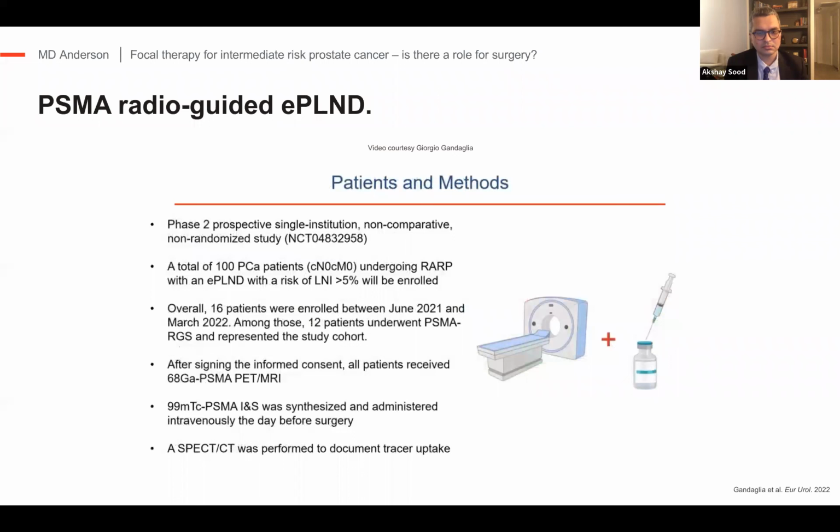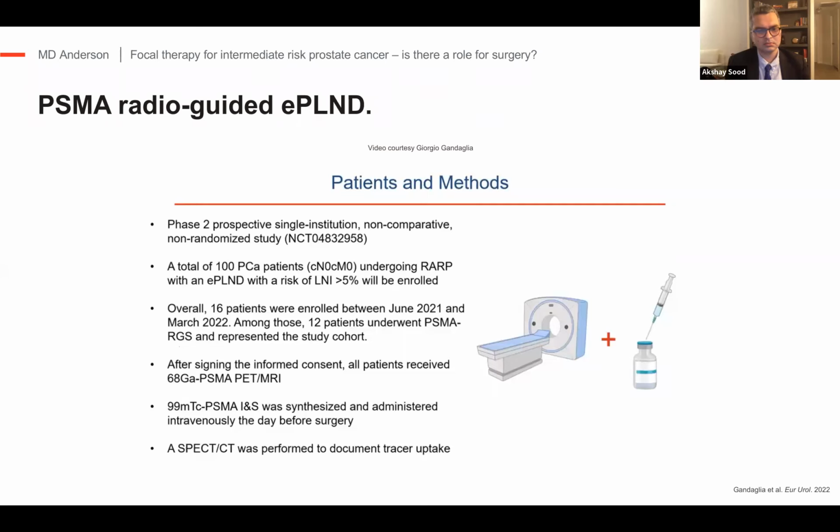This was a phase 2 prospective single institution, non-comparative, non-randomized study. A total of 100 prostate cancer patients with cN0, cM0 undergoing robotic-assisted radical prostatectomy with an extended pelvic lymph node dissection with a calculated risk of lymph node invasion superior to 5% will be enrolled. Overall, 16 patients were enrolled between June 2021 and March 2022. Among those, 12 patients underwent PSMA radioguided surgery and represented the study cohort.